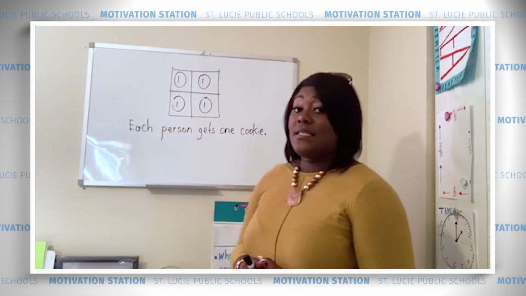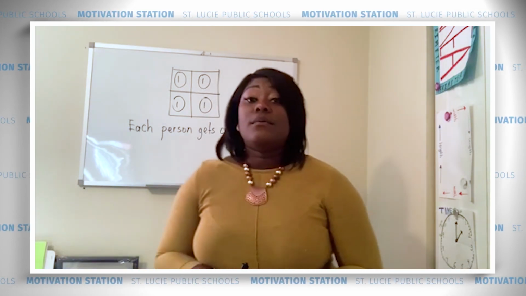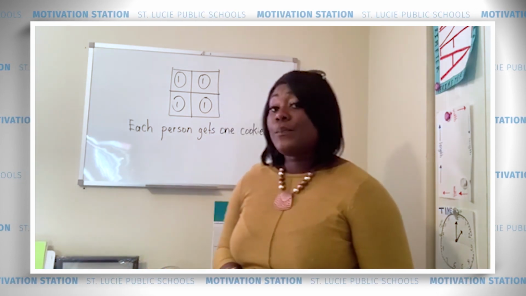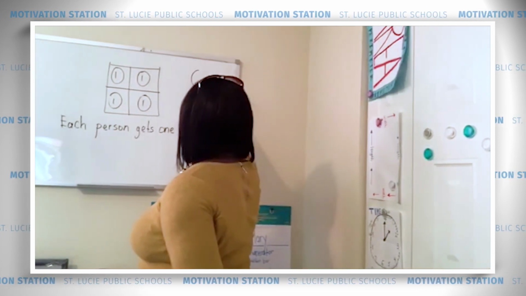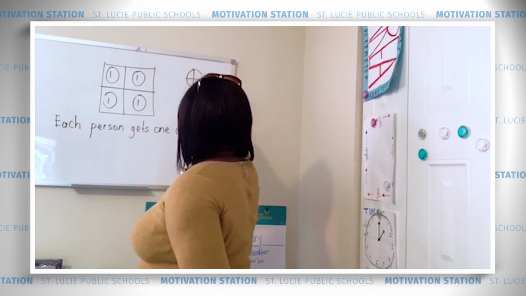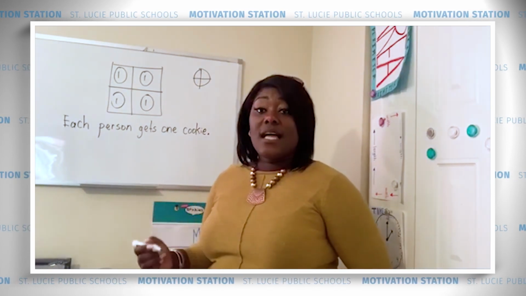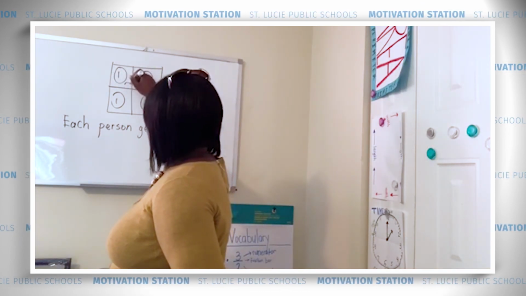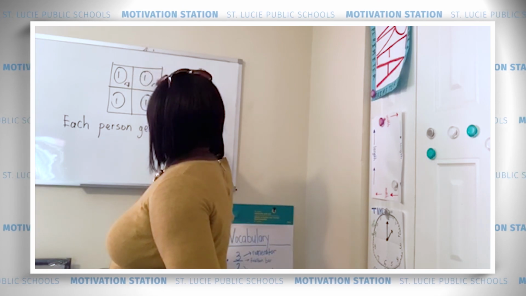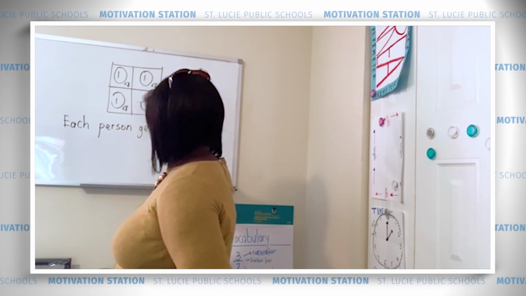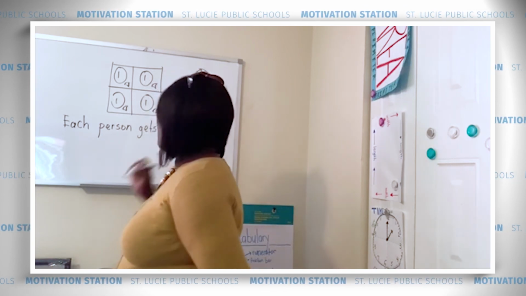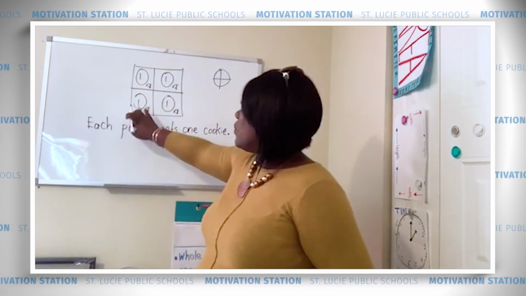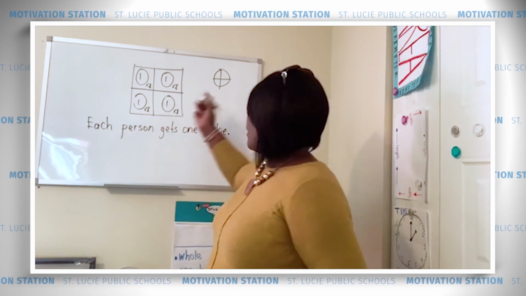Now, what if I have 5 cookies and I have 4 people? How do you share 5 cookies with 4 people? Well, you take that extra cookie and you break it up into 4 equal size parts. So each person will each get 1 cookie, but each person will get an additional piece of the 5th cookie. So each person gets 1 and a 4th.